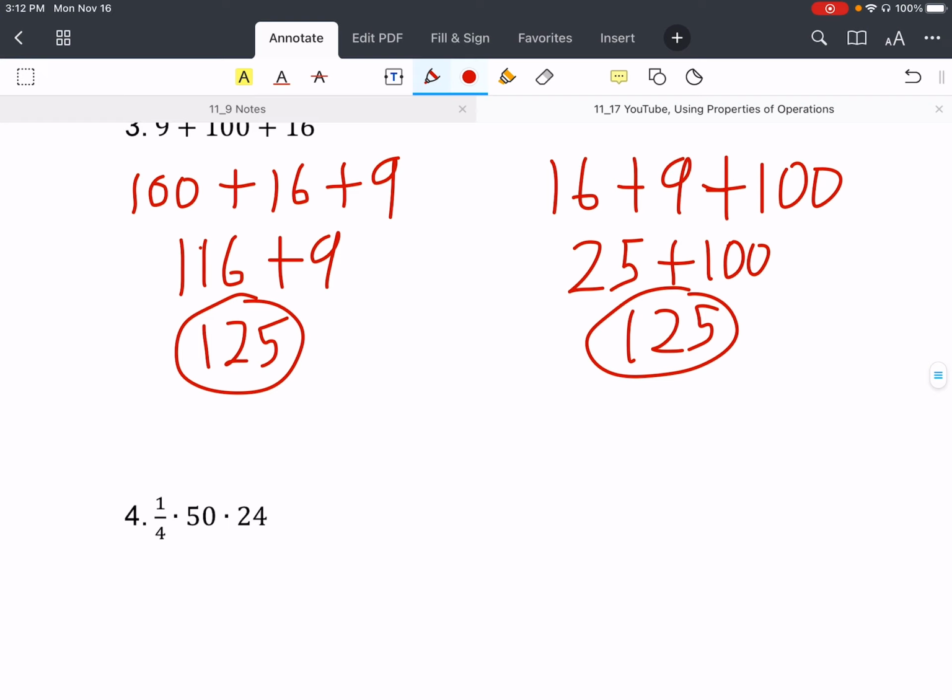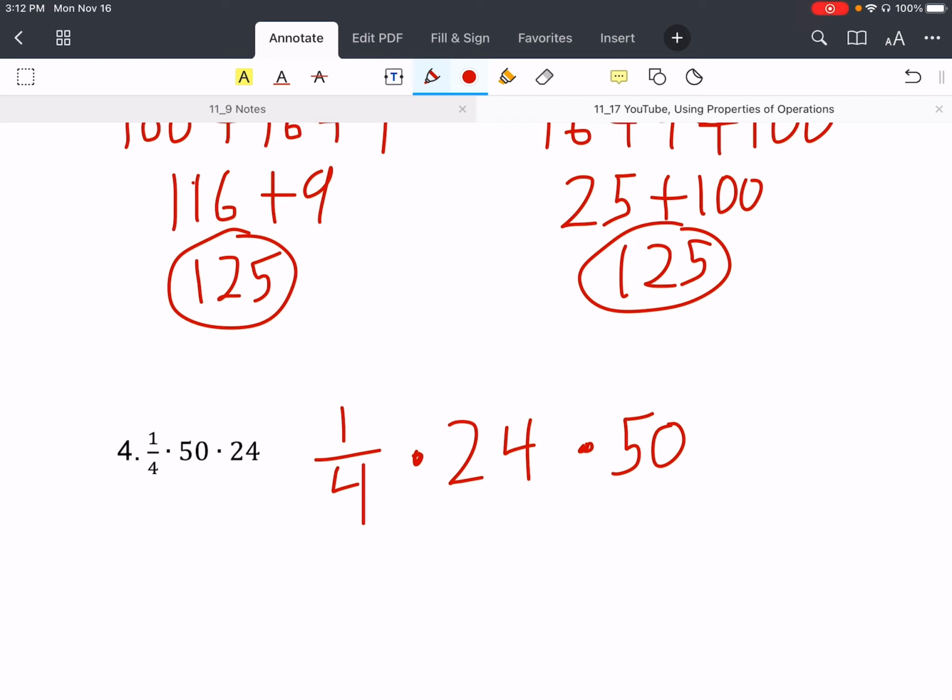All right. Again, multiplication makes it a little easier to see why it would be useful because most of us can add pretty well. So I don't want to find 1/4 of 50 because I think that'll make my life a little difficult. So I'm going to switch that to 1/4 of 24 times 50, because I know that 1/4 of 24 is 6, which is a nice whole number. And I can finish that out with 6 times 50, which is 300.